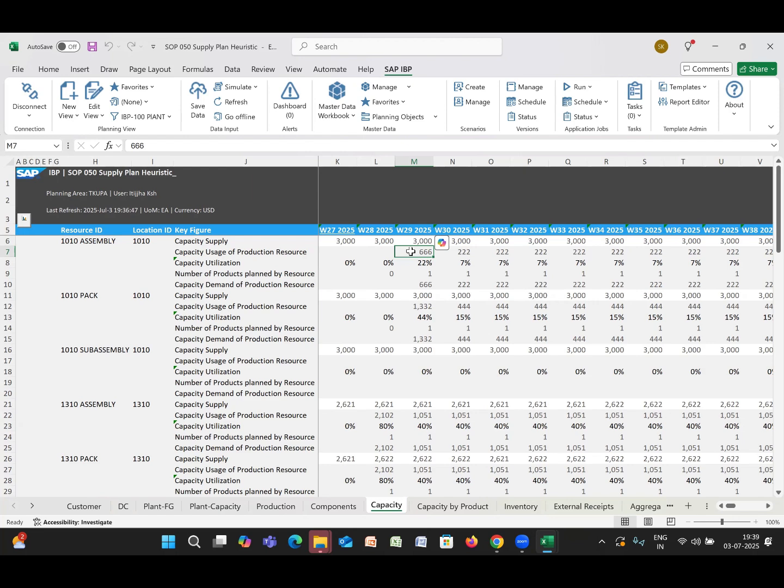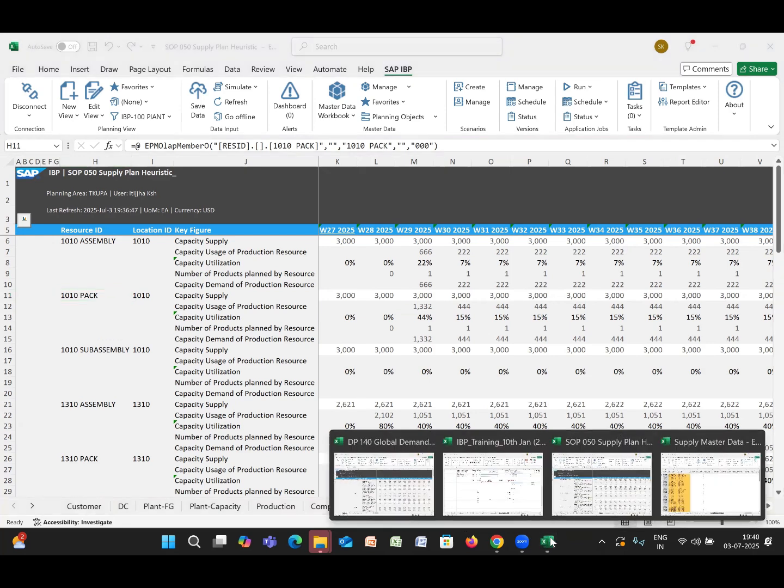And how does it understand that 666 quantity of FG requires 666 hours? How does it understand that part? It understands from the master data that we saw. In the master data, we have said one quantity of IBP 100 requires 1 hour of capacity of this 1010 assembly machine. That is why it is taking 666 hours. In the other one, I have said one quantity of IBP 100 is going to require 2 hours of 1010 pack. Because I have done that maintenance in the master data here, that's why 666 quantity of FG production receipt is resulting in a requirement of 1332 hours in 1010 pack.